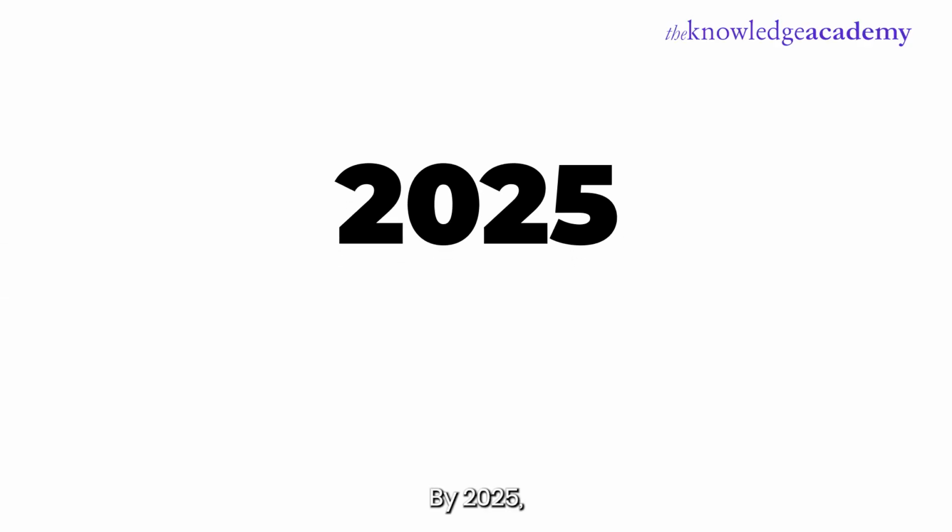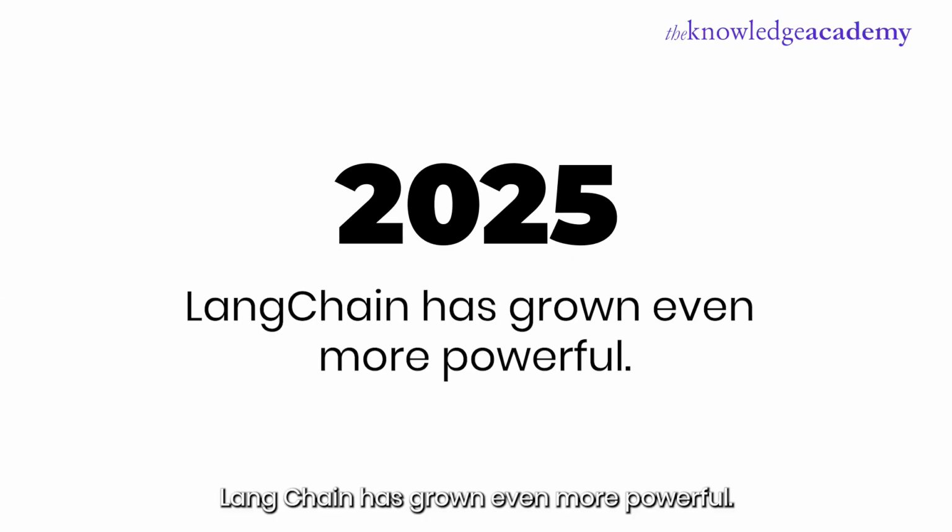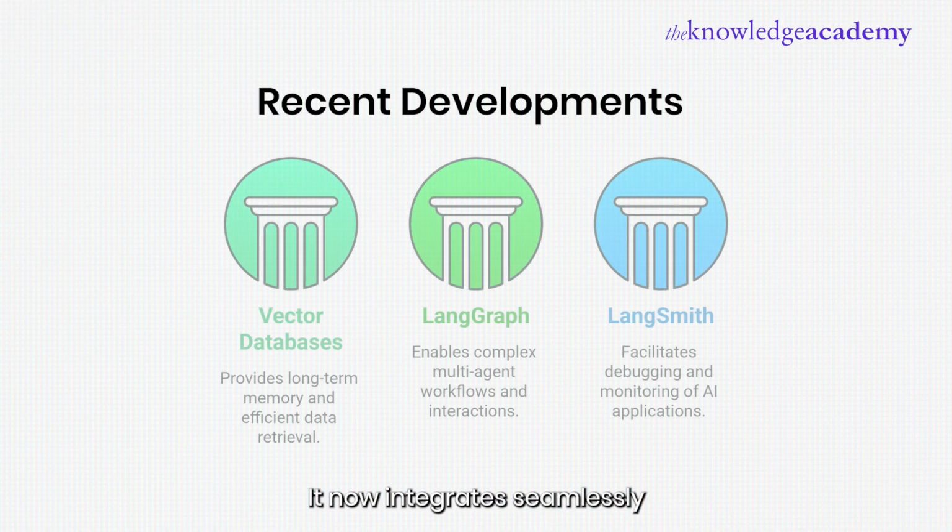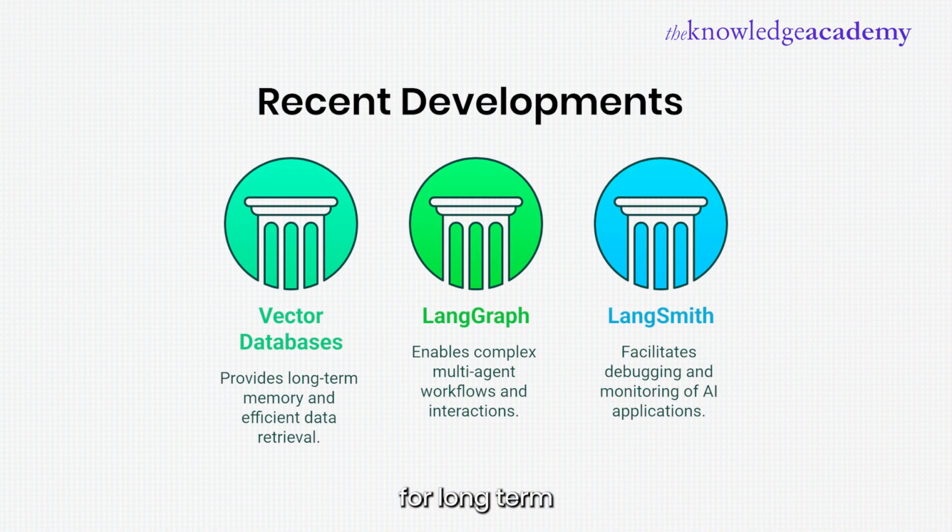By 2025, LangChain has grown even more powerful. It now integrates seamlessly with vector databases for long-term memory, supports LangGraph for multi-agent workflows, and offers LangSmith for debugging and monitoring applications. Together, these tools help developers scale prototypes into production-ready AI apps.